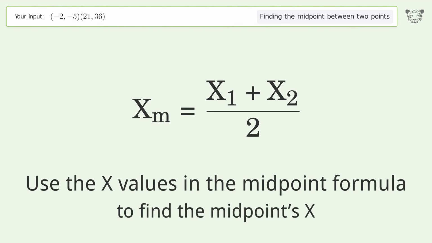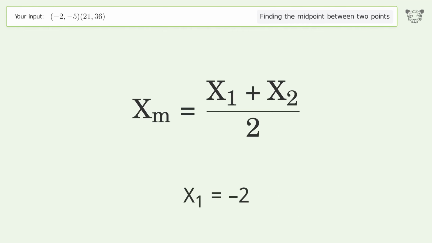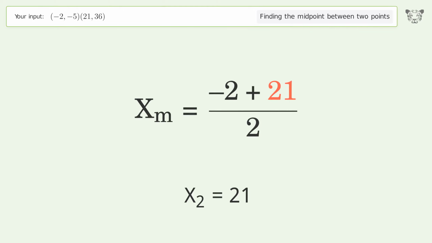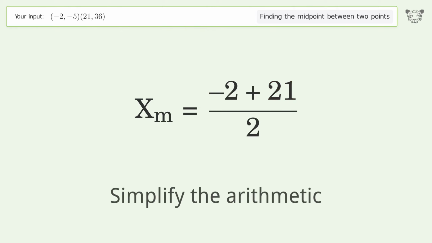Use the x values in the midpoint formula to find the midpoint's x. x1 equals -2. x2 equals 21. Simplify the arithmetic.